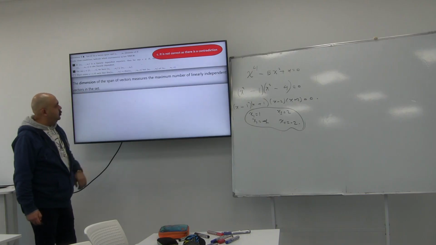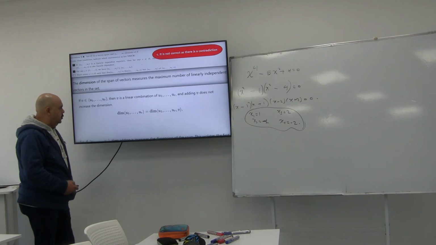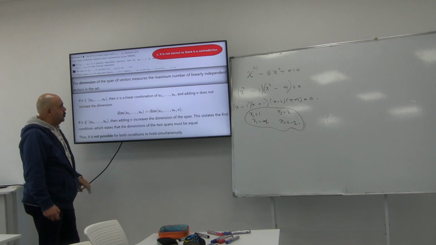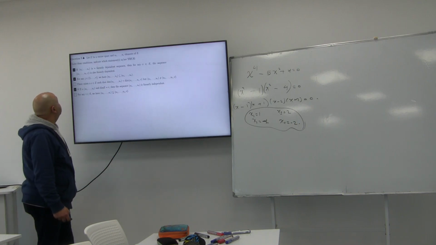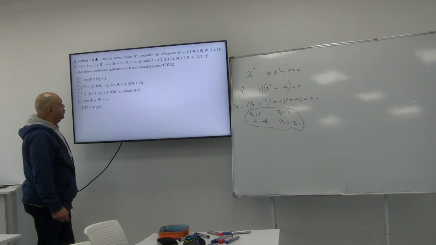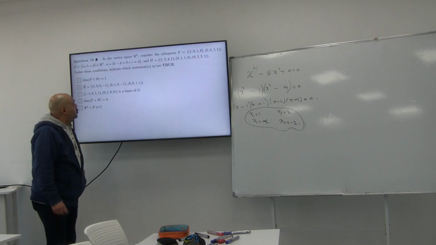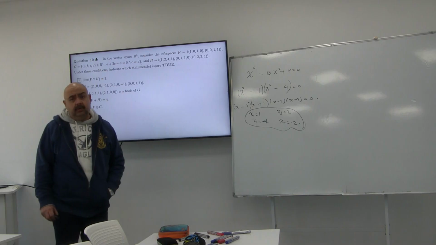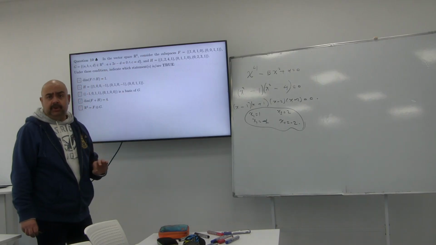The dimension of the vector span, of course, is written to you in order to make the definitions correct. This is for the last statement. For question number 10, this is really a very good question. This is one of the best questions in this exam.